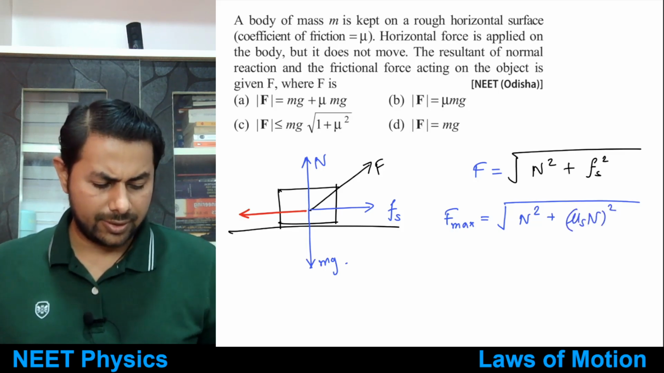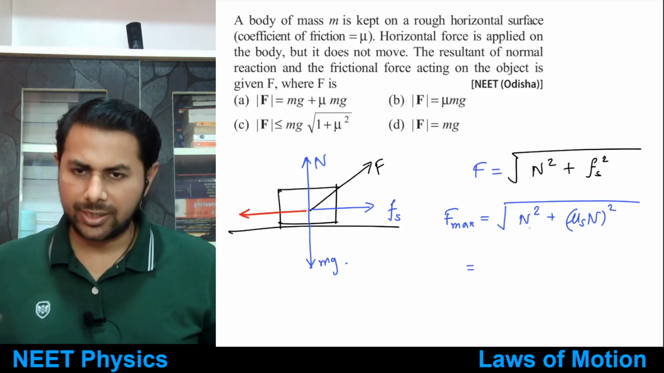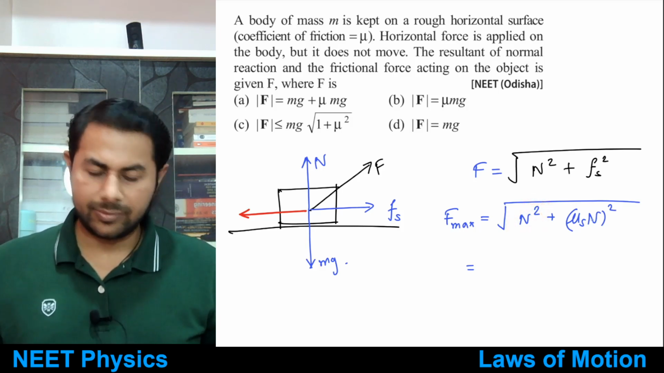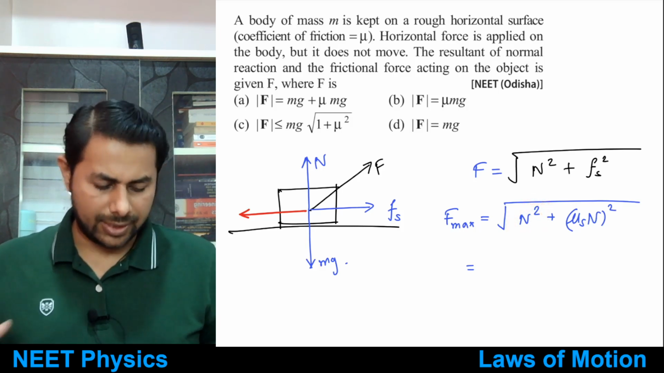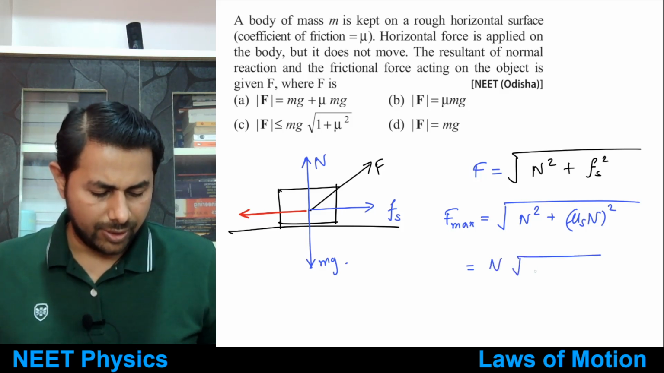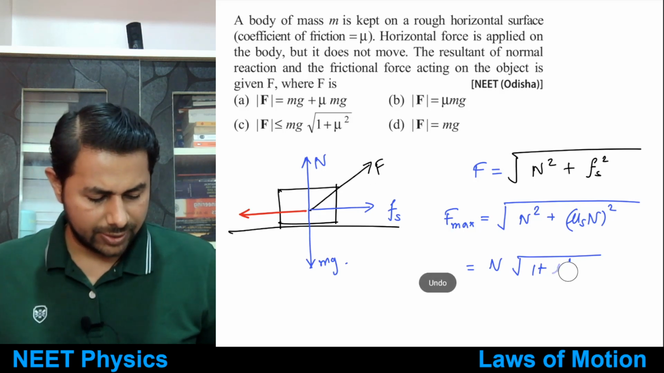And what is normal reaction? It's equal to mg. Then you can take normal reaction squared common, and take its square root. So you have N multiplied by the square root of 1 plus mu s squared. This is the maximum value.